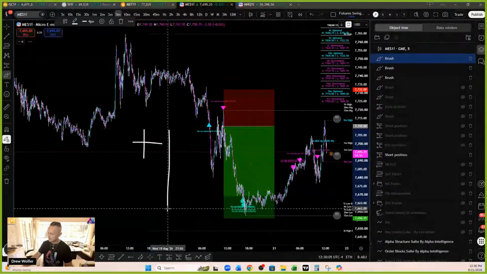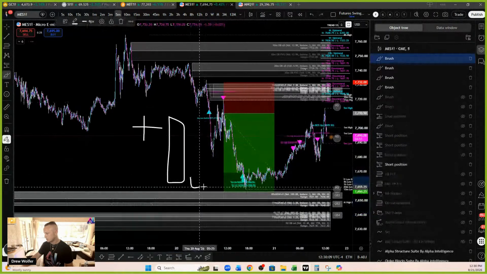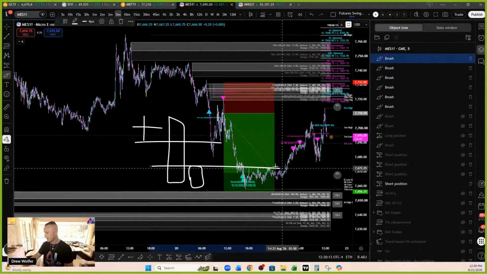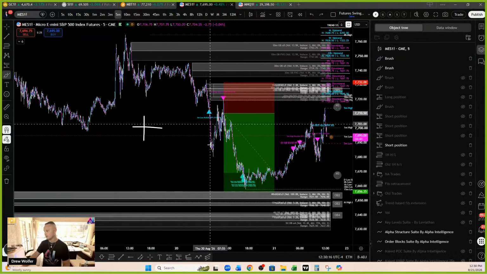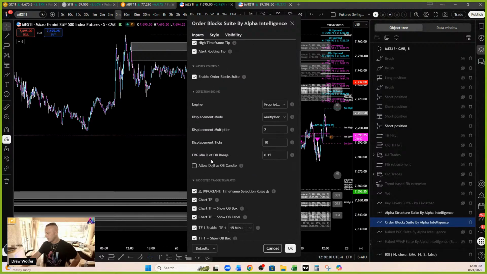And as long as that big displacement candle comes in afterwards, and then you get the other small candle right here that creates the fair value gap, then I would be okay with that being my order block. So how do you do that? All you got to do is come in here and click allow doji as order block candle.